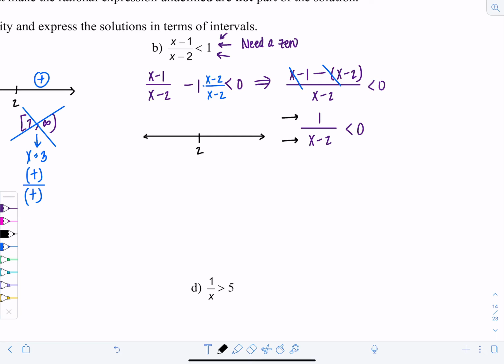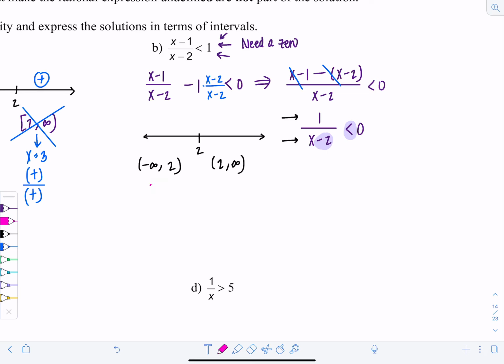So here's my two intervals: from negative infinity to 2. I'm not going to include 2 for 2 reasons. The inequality is strictly less than 0, and it's a restriction, since it would make the expression undefined. Next interval is from 2 to infinity. Okay, what do you want to test from negative infinity to 2? You want to test with x equals 0? We can.